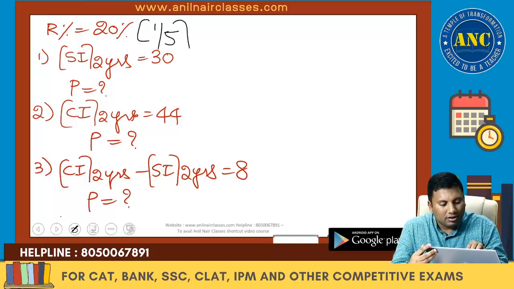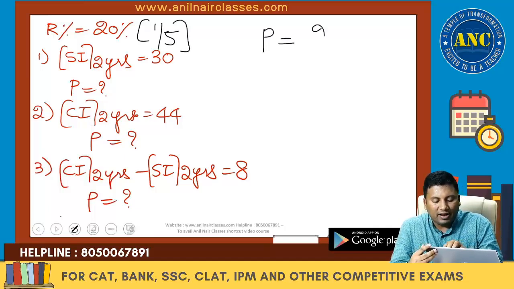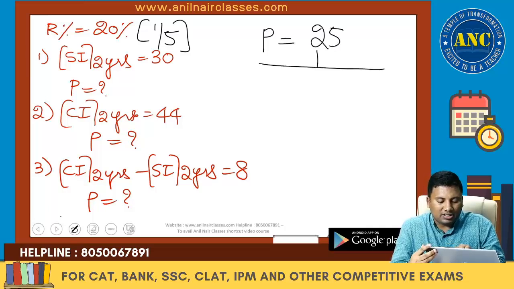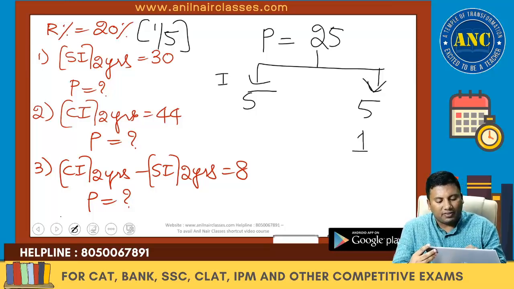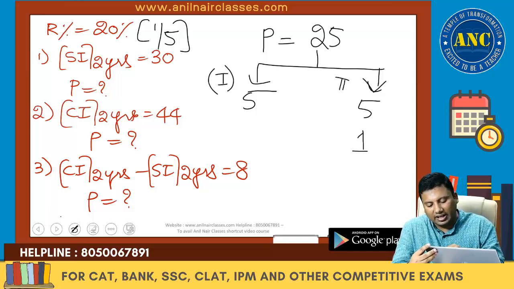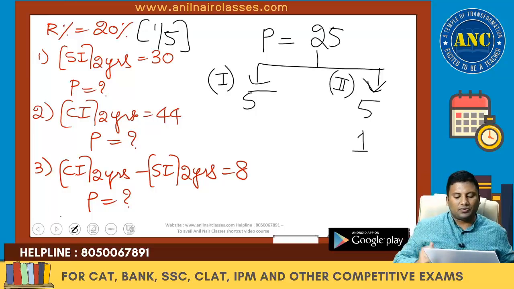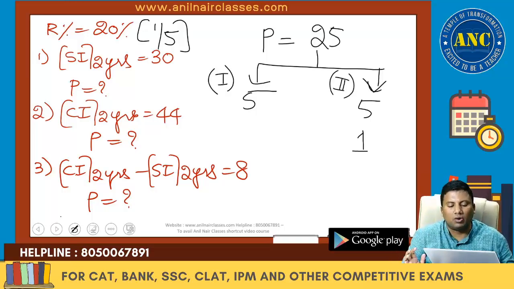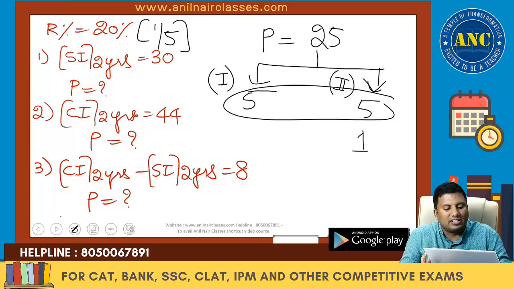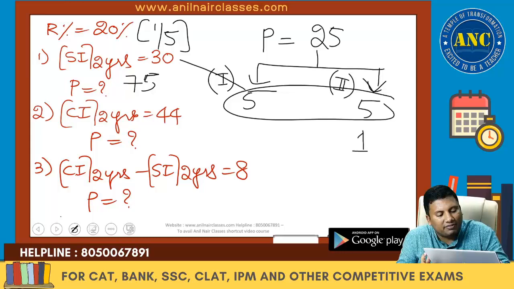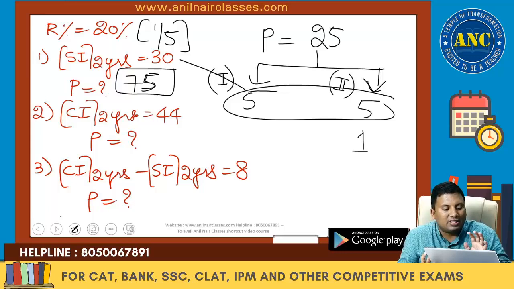1 by 5. Assume principal is 5 square, which is 25. First year 1/5 of 25 is 5. Second year 1/5 of 5 is 1. This is for the first year. This is for the second year. All the questions can be solved orally. SI for 2 years: 5 plus 5 is 10. 10 is becoming 30. 25 3s are 75.